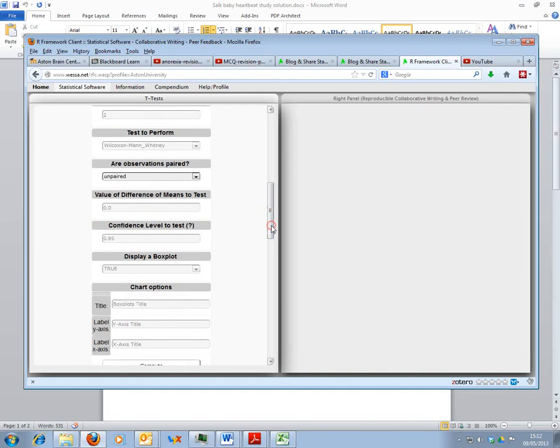That means that the heartbeat baby group is expected to have the same weight gain as the no heartbeat baby group, on the assumption that there's no difference.